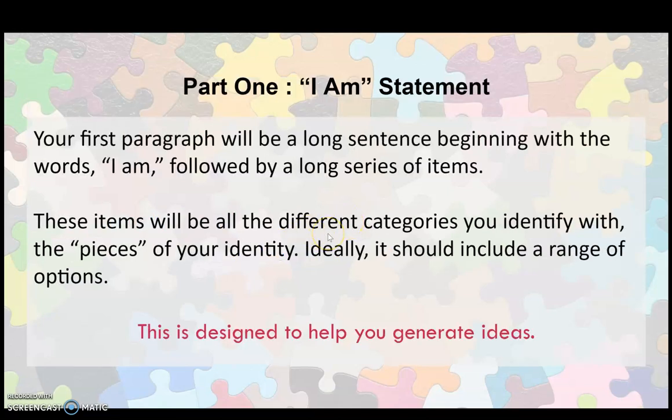Let me say some more about your first paragraph. This will be a long sentence beginning with the words I am, followed by a long series of items. These items will all be different categories you identify with, the pieces of your identity. Ideally, it should include a range of options. This is designed to help you generate ideas.